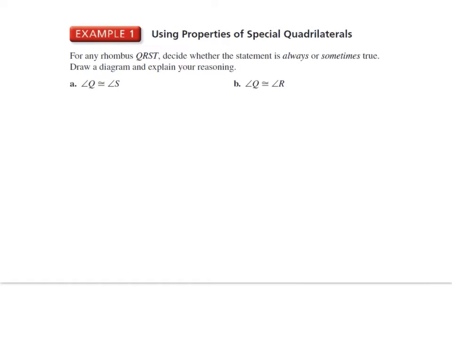All right, let's look at this example. For any rhombus QRST, decide whether the statement is always or sometimes true. Draw a diagram and explain your reasoning. Once you have your diagram in place for a rhombus, take a look at everything that's going on in the picture. You have opposite angles congruent, you have all four sides congruent. So I'm being asked whether angle Q congruent to angle S is always or sometimes true.